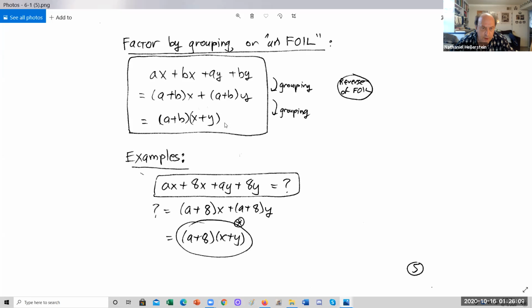Now if you write it backwards, that's FOIL: first, outer, inner, last. So this is the reverse of FOIL. For example, ax plus 8x plus ay plus 8y. These two terms have a common factor of x times a plus 8. These two terms have a common factor of y times a plus 8. Pull out an a plus 8 times x plus y, and there you are.